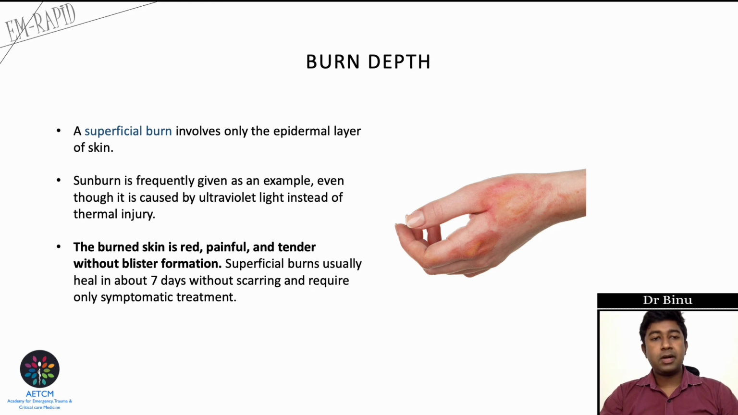A superficial burn involves only the epidermal layer of the skin, and a sunburn is frequently given as an example, even though it is caused by ultraviolet light instead of thermal injury. The burned skin will appear red, painful, and tender without any blister formation. Superficial burns usually heal in about 7 days without any scarring and usually require only symptomatic treatment.